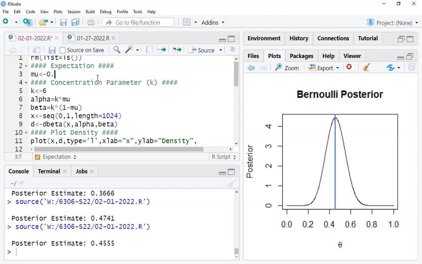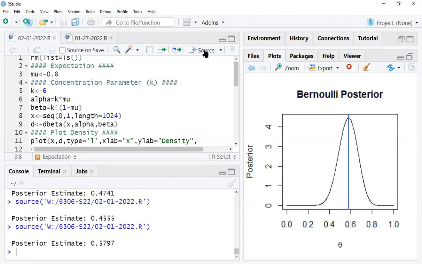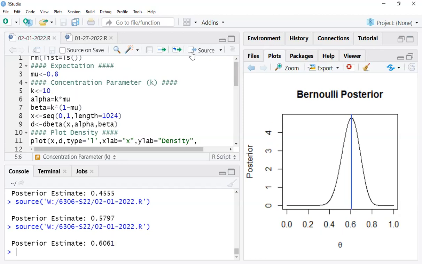Now, if mu is 8, of course it has to go to the other side. Slowly it is moving toward 0.8. And kappa, if I change it to 10, little by little, you are dragging the likelihood toward the prior value that you set. Does that make sense?